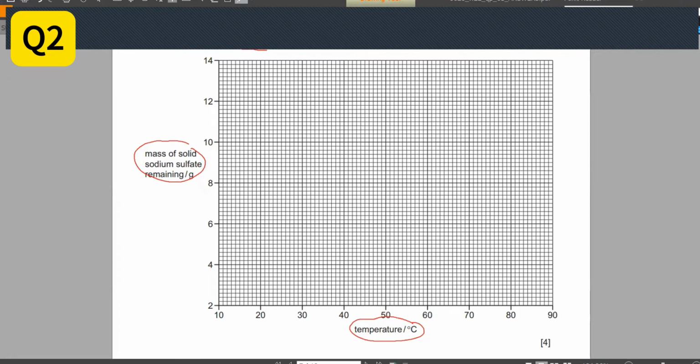For the first point, it is 15 degrees Celsius at 3.9. 15 degrees Celsius, 3.9, somewhere around here. And then second point, 22, 5.9. Next point, 29, 9.6.